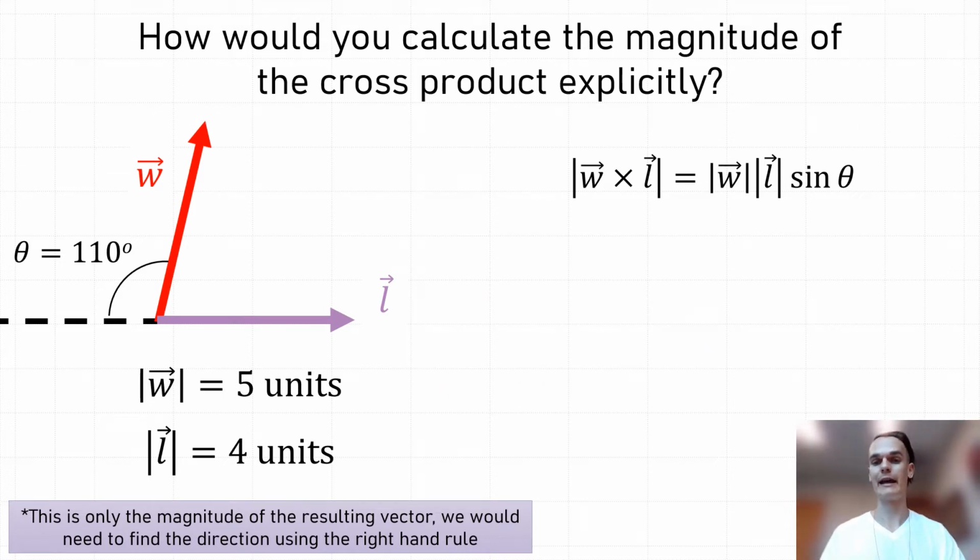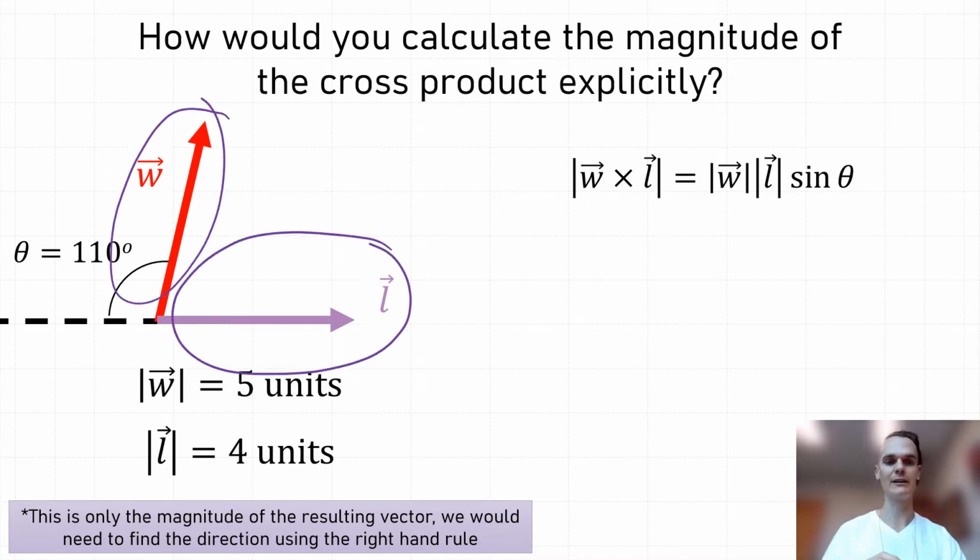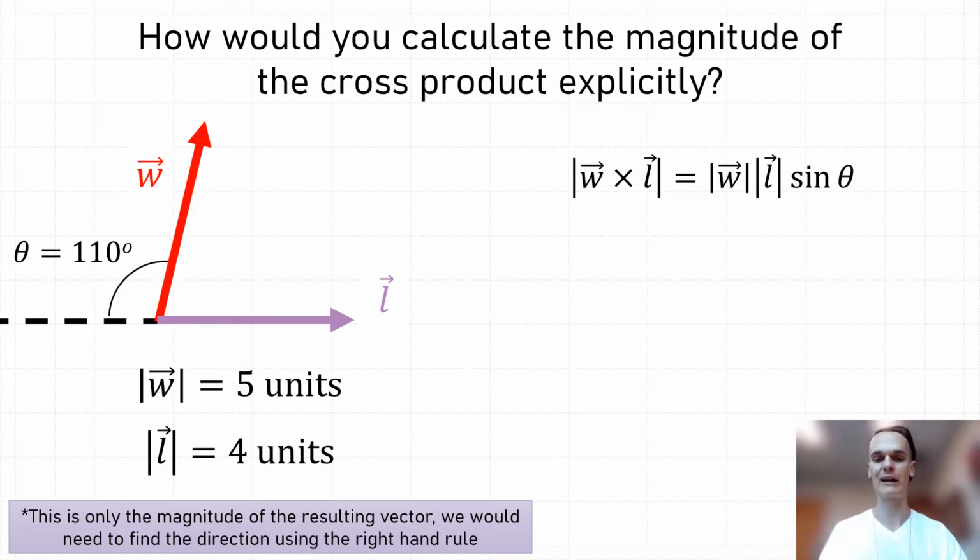What if, instead of just looking at the cross product magnitude graphically, we wanted to calculate the cross product magnitude explicitly? In order to calculate the cross product magnitude, we're going to need the magnitudes of the constituent vectors and the smallest angle between the two vectors whenever they are placed tail to tail. So I've redrawn vector W and vector L over here, tail to tail, and I've also listed some values for the magnitudes of the vectors so that we can do an example calculation of cross product magnitude.